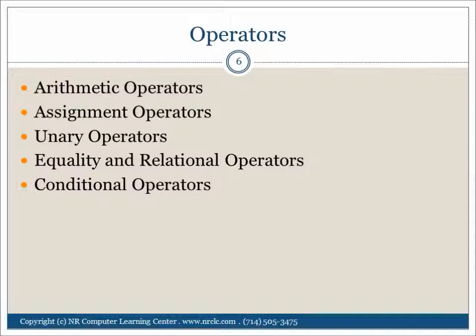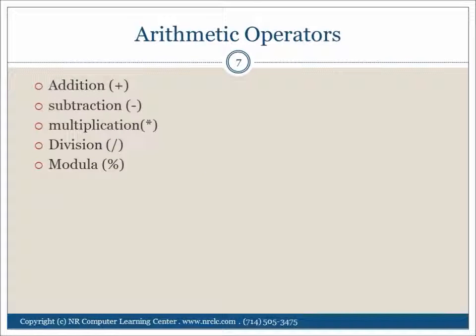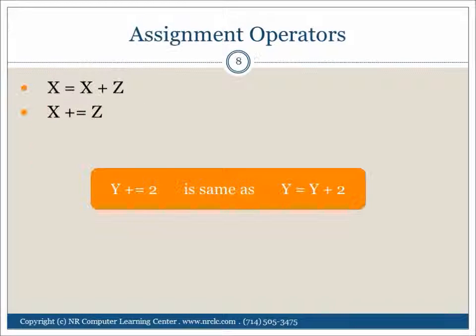There are 5 different types of operators. You can have arithmetic operators, assignment operators, unary operators, equality and relation operators, and conditional operators. Arithmetic operators are the ones where you're adding, subtracting, multiplying, and dividing numbers. Assignment operators are the ones that have equal sides. So whatever is on the right-hand side of the equal sign, the computer performs the operation and the results are saved in the variable on the left of the operator.